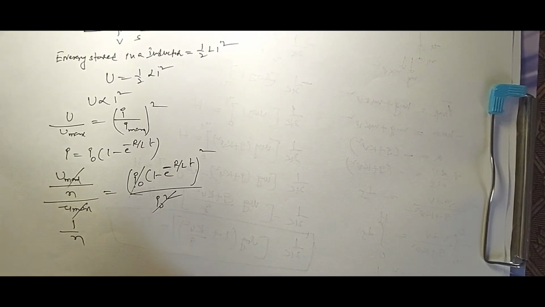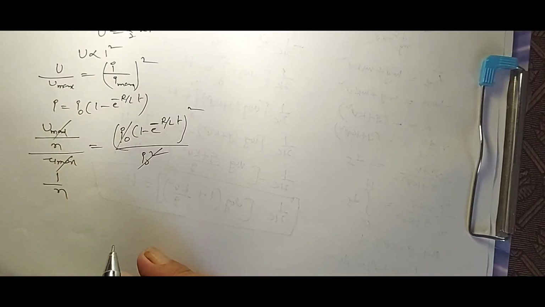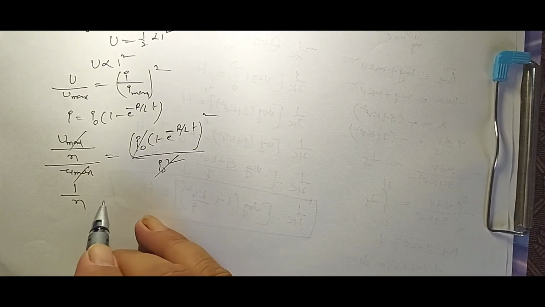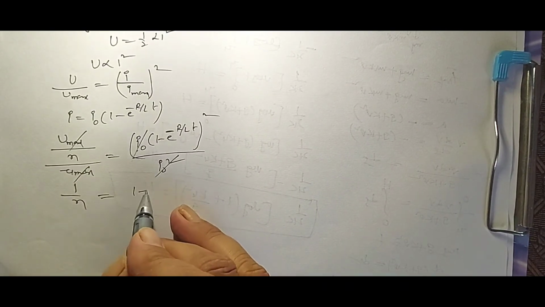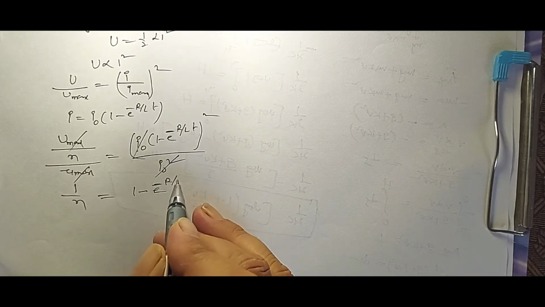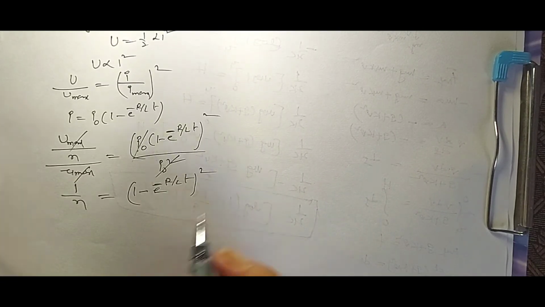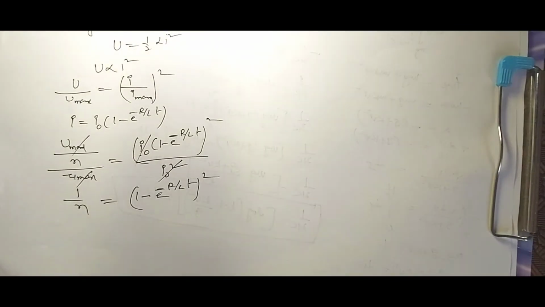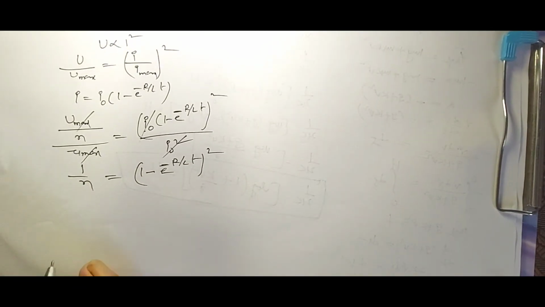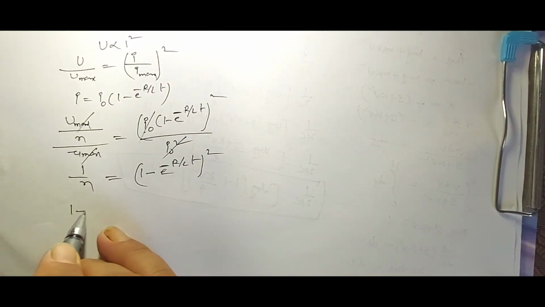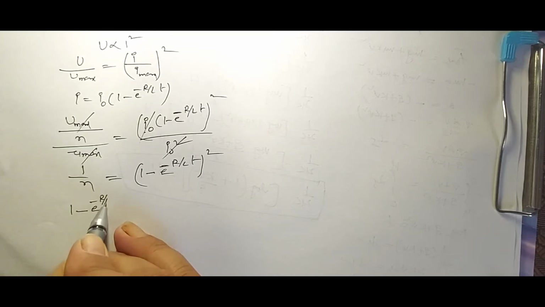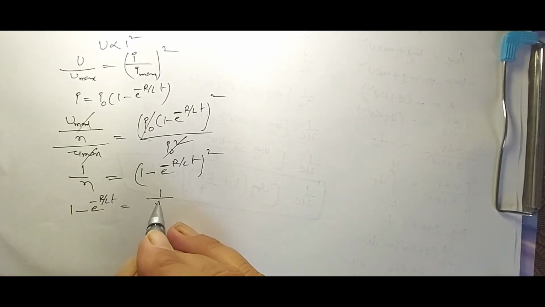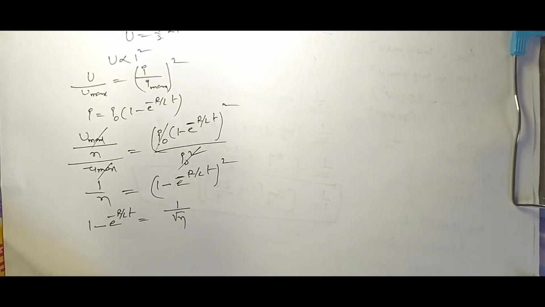Here we write 1 by n is equal to, U maximum cancels, 1 by n is equal to (1 minus e power minus R by L into t) whole square. Okay, right. Now by removing the proportionality, we get 1 minus e power minus R by L into t is equal to 1 by root n.